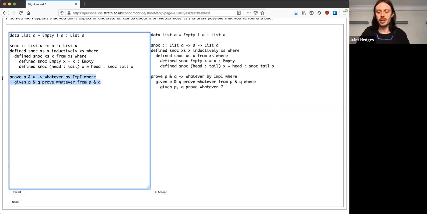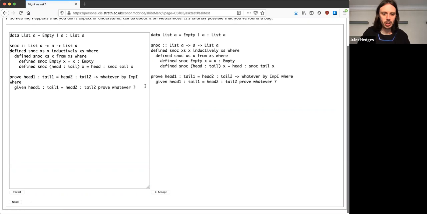So for example, with lists, let's say that we have two different lists which are both built using cons, and we know that they're equal. So we have head1 cons tail1 equals head2 cons tail2. This is saying that this list equals this list. So let's see what we can do if we know this. Let's say we want to prove that this implies whatever by imp I.